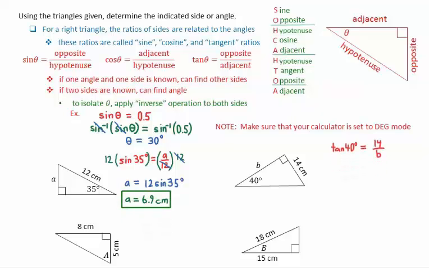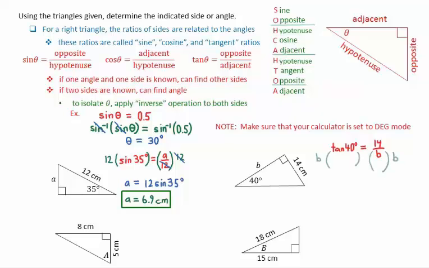For the next question, side B, note that that is the adjacent side to the angle given. The 14 is the opposite side to the angle given. Therefore, we use tangent 40 degrees equals opposite over adjacent, or 14 over B.